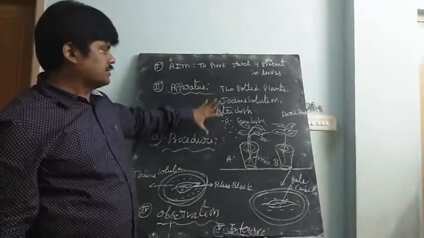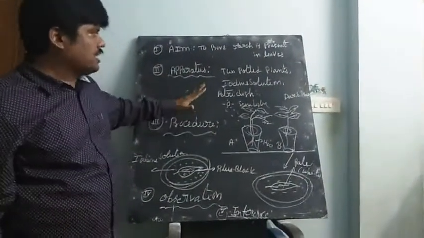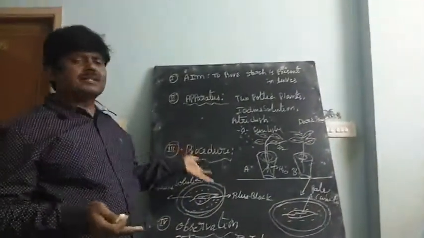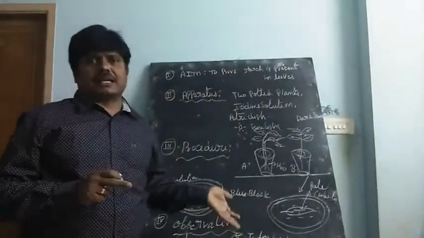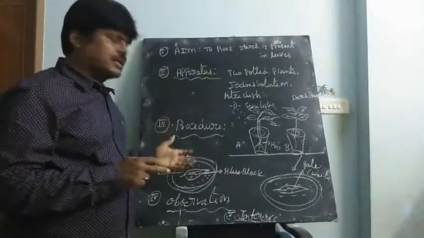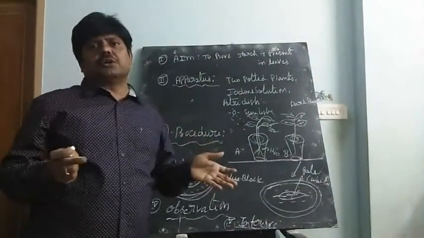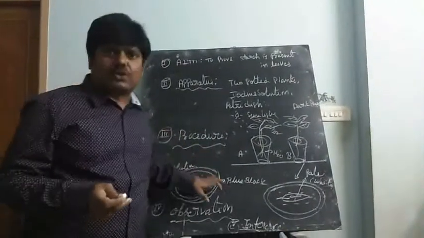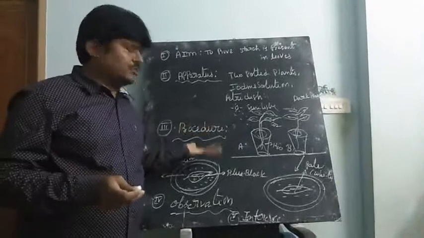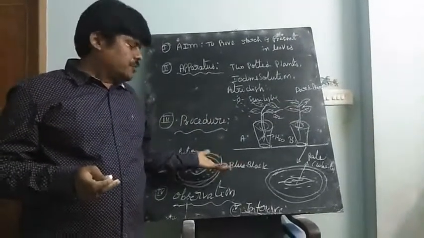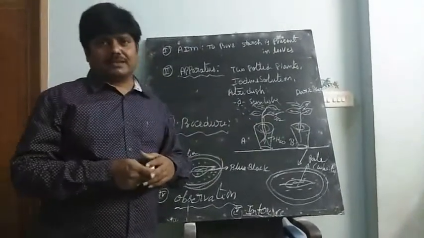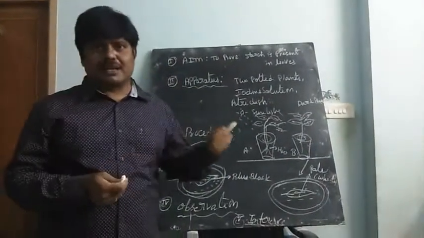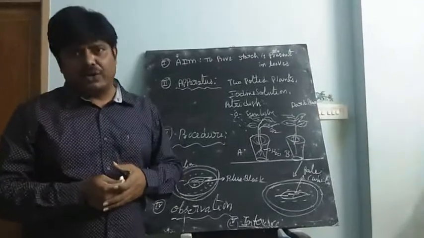What materials are required: a potted plant, petri dish, and iodine solution. And what is the procedure? We take two plants and keep one in sunlight and another in the dark. After about 72 hours, we detach the leaves from each plant and draw them into the iodine solution. One changes into bluish black, and the other is pale in color. So this experiment proves that starch is present. This is the starch experiment with the help of the iodine solution.